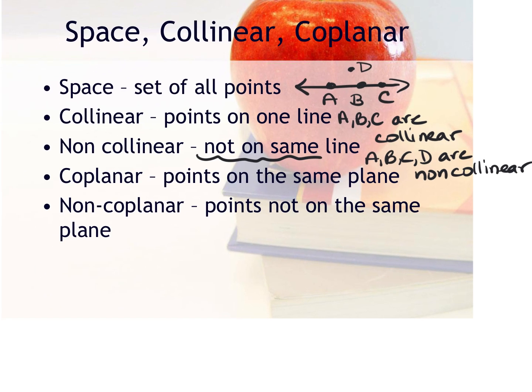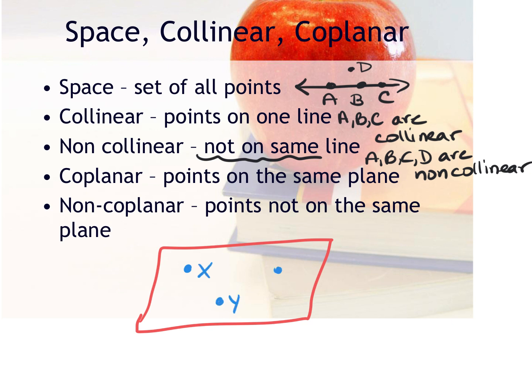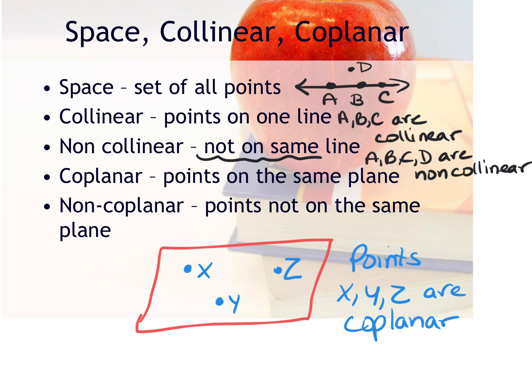Coplanar, points that are on the same plane. So again, remember you're going to see a plane drawn as some type of quadrilateral. And let me add some points to it. So I could state that points X, Y, and Z, I could state are coplanar, because they're all within my picture, which is representing a plane.